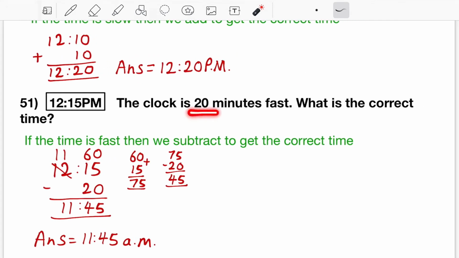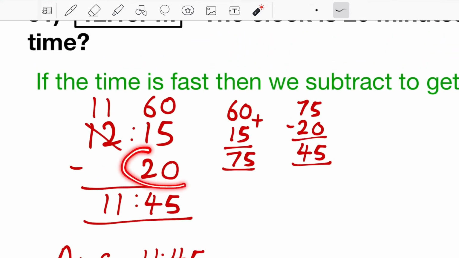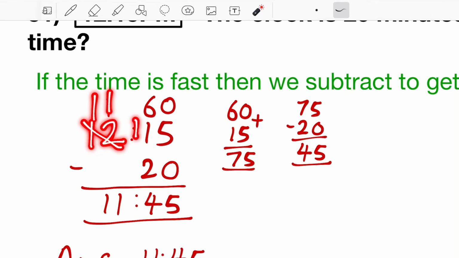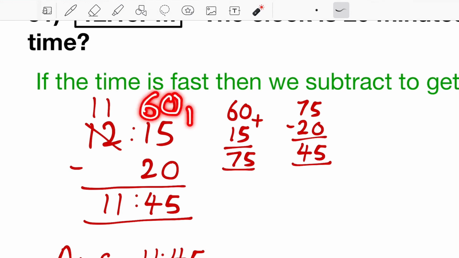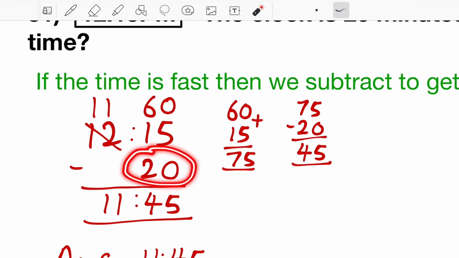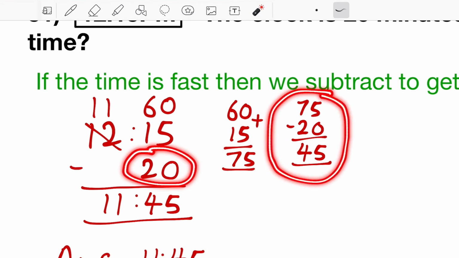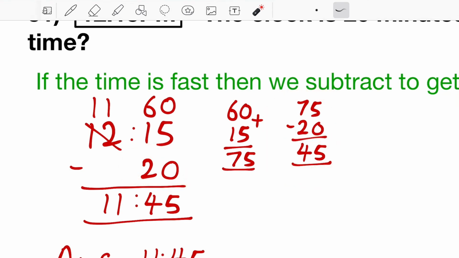For a fast clock, we must subtract the fast time to get the correct time. So 11:15 take away 20. So 15 cannot take away 20, so we need to borrow from the hours. 12 take away 1 is 11. We are not carrying across 1. We are carrying across 60 minutes. So 60 plus 15 is 75. And now 75 take away 20, and that will give you 45. So that will be 11:45.